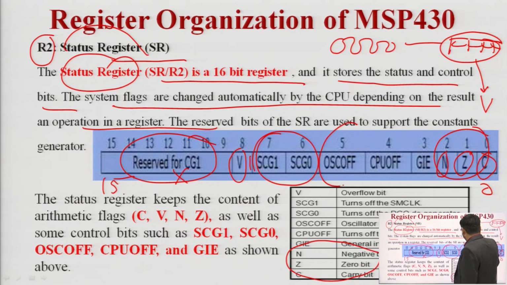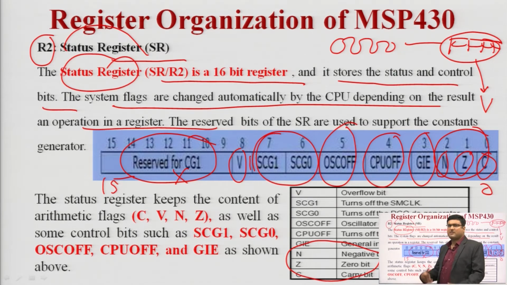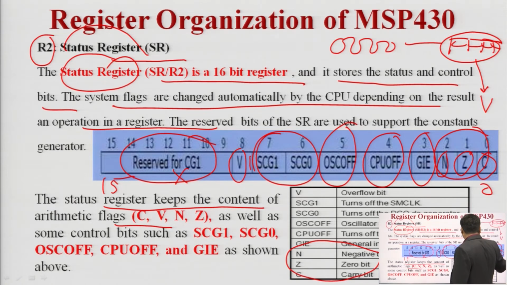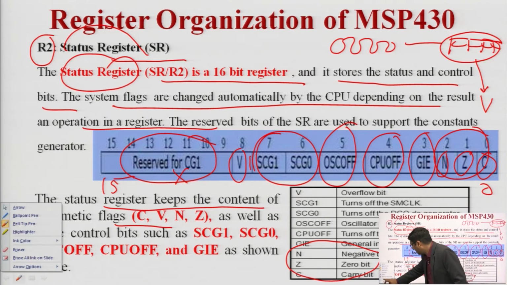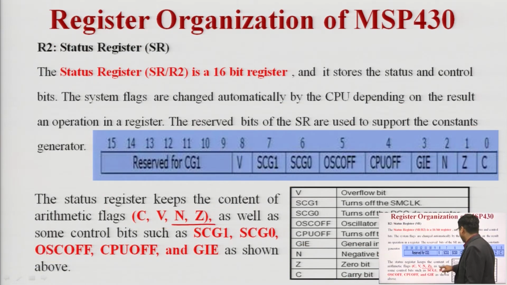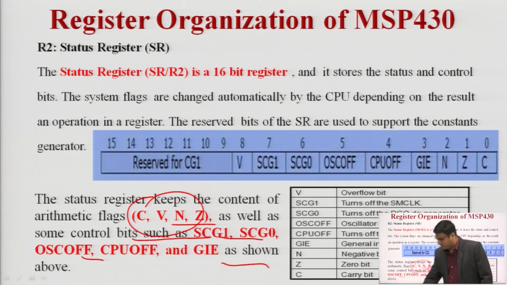Basically, this is available to turn off the SM clock and turn off the DCO. So, 5 is dedicated to the oscillator off, and 4 is available as CPU off, and 3 is available as general interrupt enable. GI means the general interrupt. So, there are some dedicated functions for particular bits of the status register. The status register keeps the content of the arithmetic flags, that is C, V and Z, as well as control bits. These are the arithmetic flags, and control bits SCG1, SCG0, oscillator off, CPU off as shown above. Okay. So, we will see in detail.